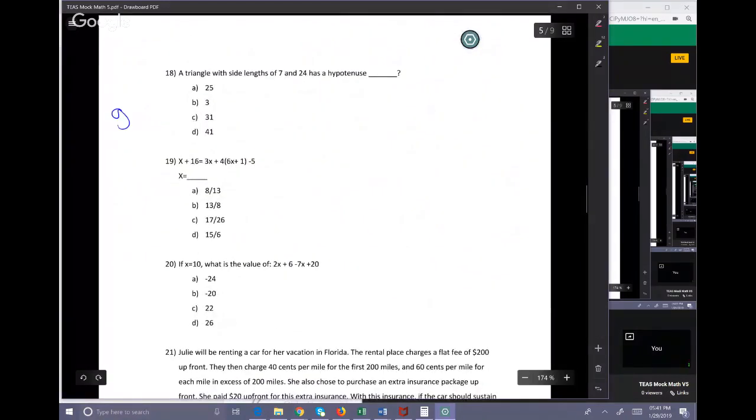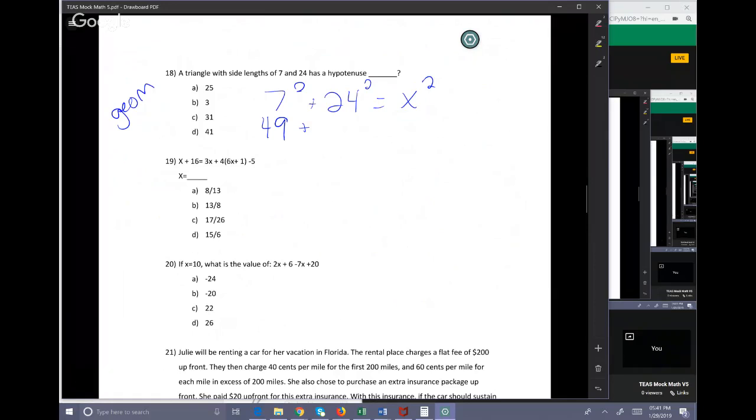Number 18 is from geometry. A triangle with these two side lengths has a hypotenuse of what? You are fair to assume it's a right triangle here because that's the only way that we can do the hypotenuse in the formula. And basically what you're going to do is put them all into a formula. When we take the two different side lengths and we square each of them, we multiply them times themselves. What we get is the hypotenuse at the time that it is squared.